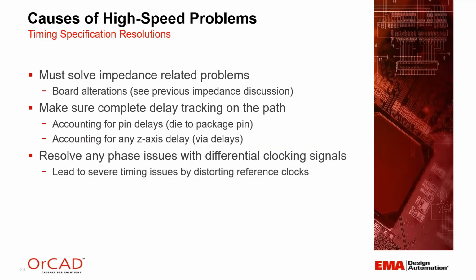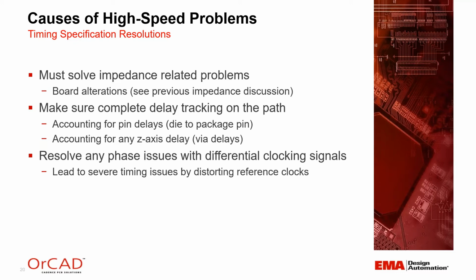So to solve timing issues, what you're looking at trying to control, first of all, is to get rid of the impedance issues. Impedance issues are a primary cause of some of the timing problems you run into. So impedance issues are something that you need to make sure you minimize, and then make sure you complete the entire delay tracking path for accumulated delay.